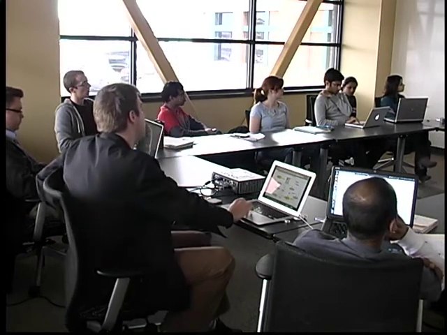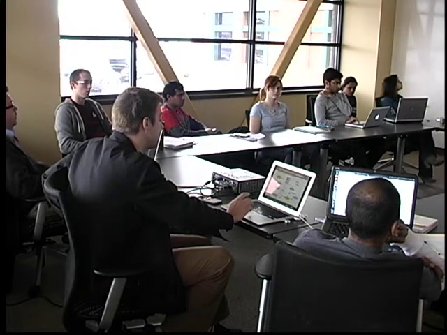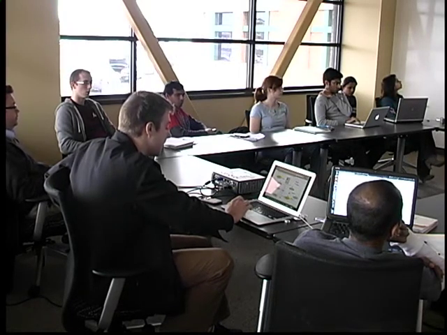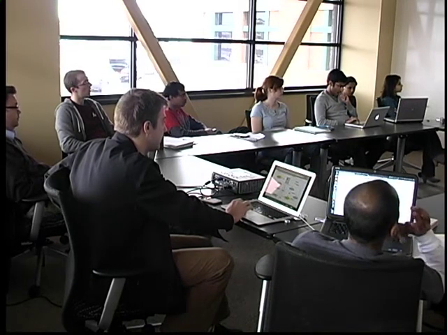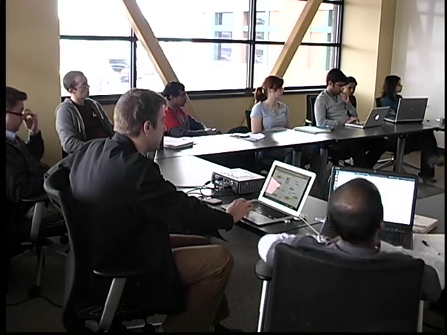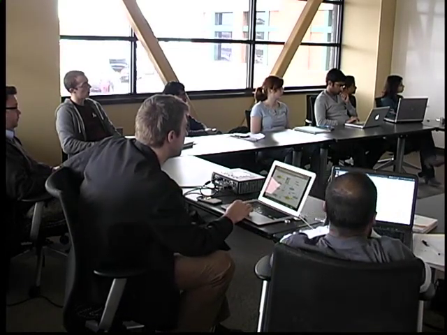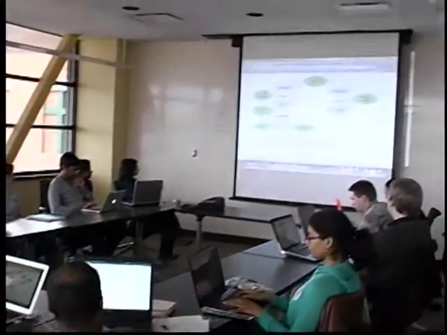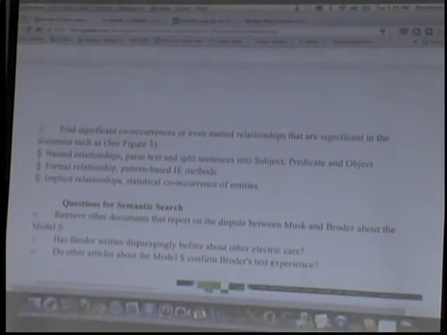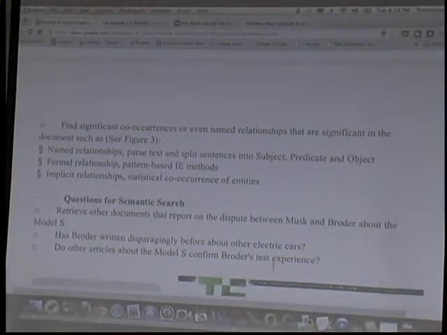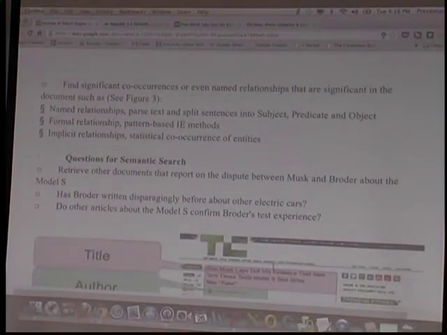So yeah, I'm thinking that with the first question, it was giving all the other articles that mention this dispute, and this knowledge could be searched in order to find this concept, or an instance of a mention of that dispute. So has he written before about other electric cars?